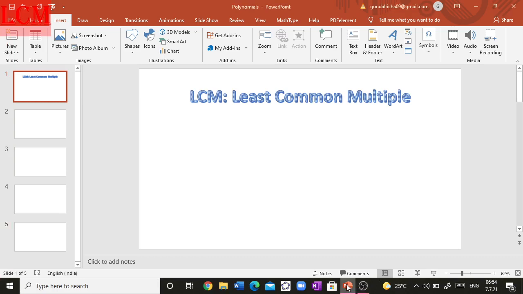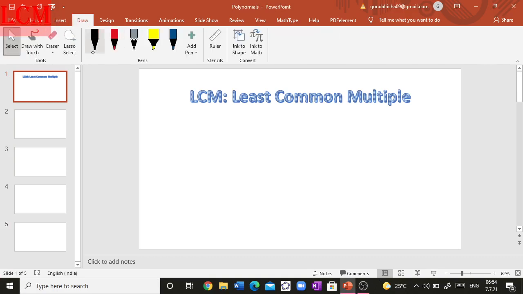So here it is. Let's start with, what is LCM? LCM basically stands for least common multiple. So, multiple. Let us see what we mean by multiple.